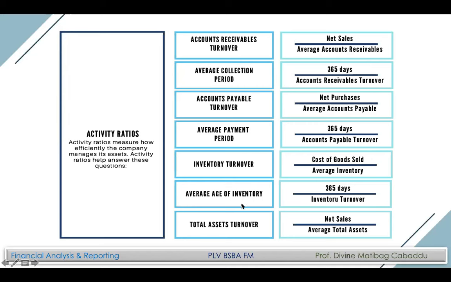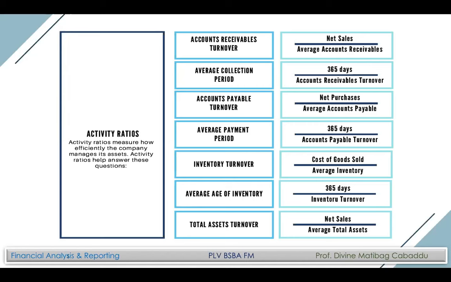And of course, total assets turnover naman. Total assets is your denominator. And of course, net sales. Gaano ka-efficient yung company na gamitin yung kanyang mga total assets para mag-generate ng sales. Well, net sales means deducted na yung mga sales returns and allowances.